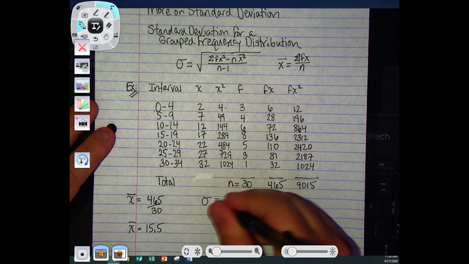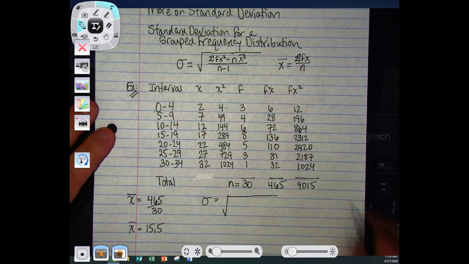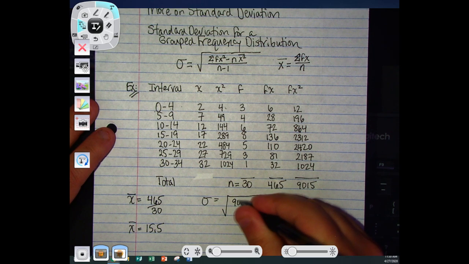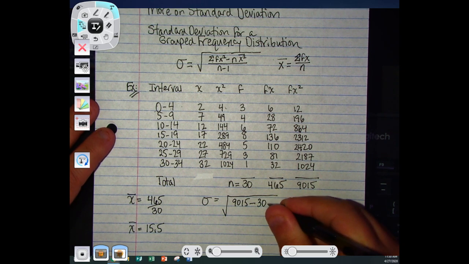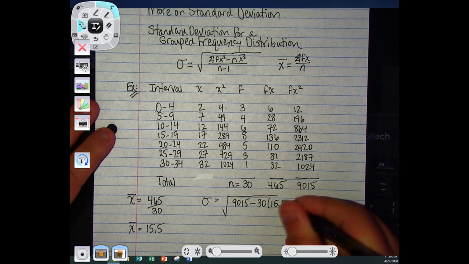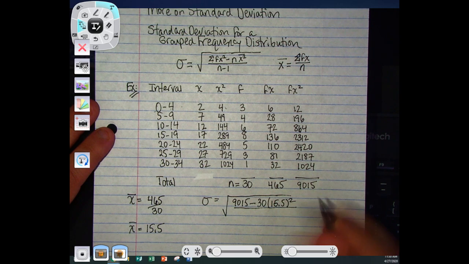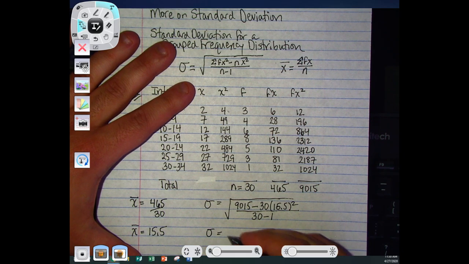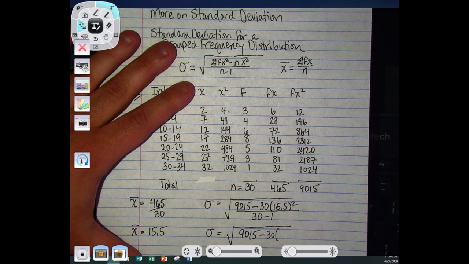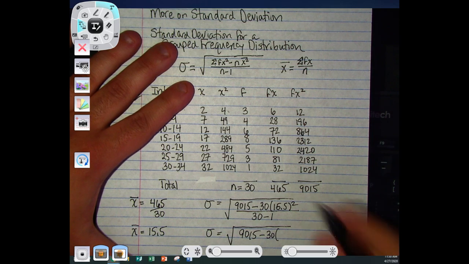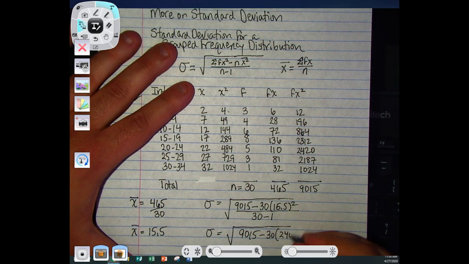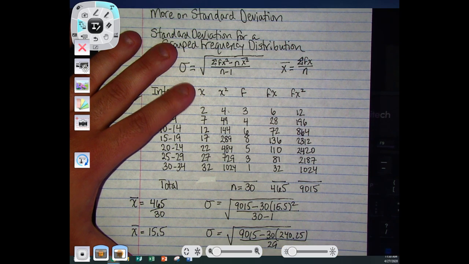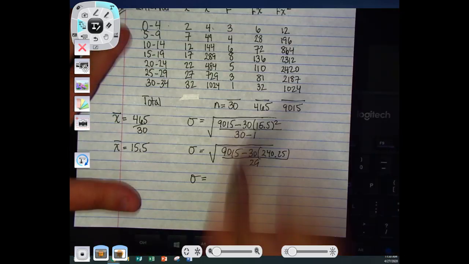So sigma equals the square root of 9,015 minus 30 times 15.5 squared, divided by 30 minus 1. So we end up with the square root of 9015 minus 30 times 15.5 squared, which is 240.25, divided by 29. You want to try to be as exact as possible when working with this.